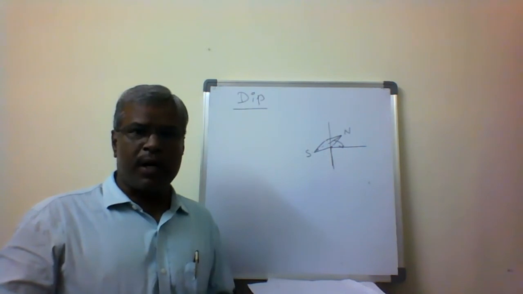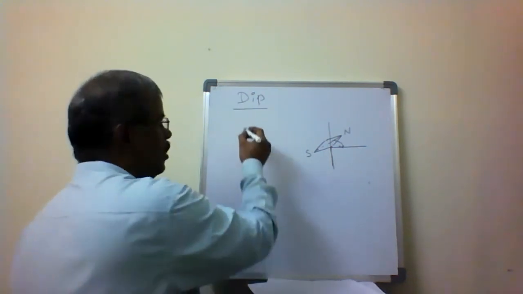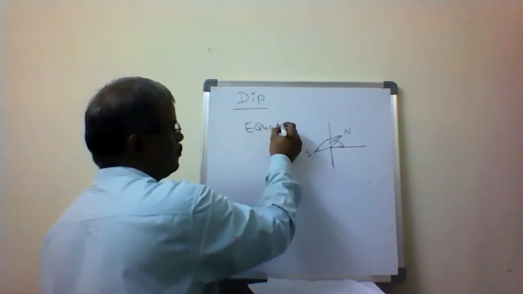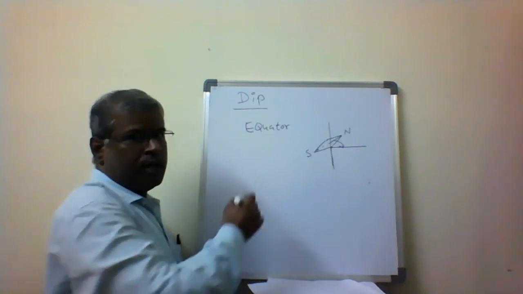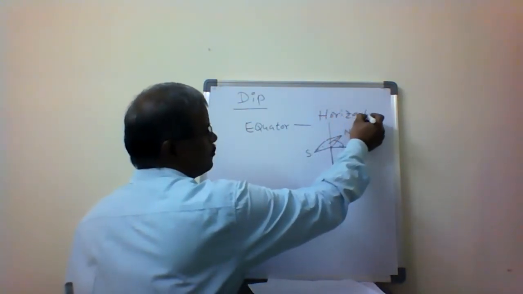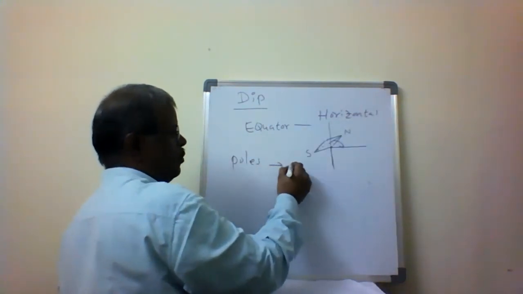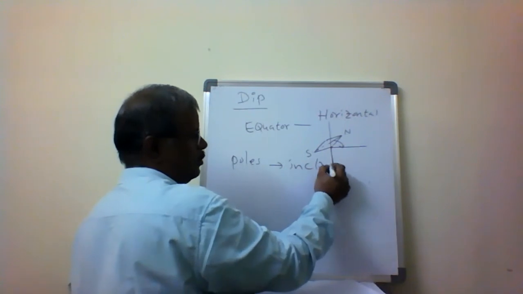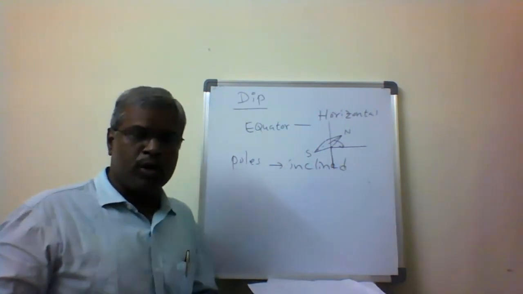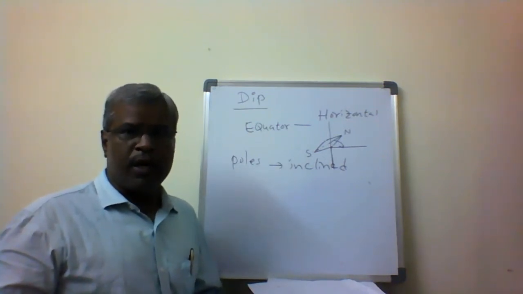Your magnetic needle is horizontal at the equator. At the poles, it is in an inclined position. The deflection occurs because of the magnetic influence of the poles. So at the equator it is horizontal.